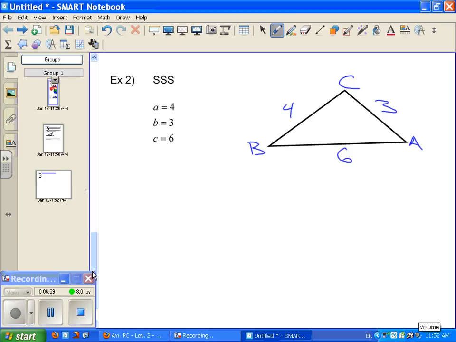All right, so now I have to come up with something because I have no angles. So I'm going to have to find one. So if we do the law of cosines, right? So I've got c squared. It'll be a variable. Okay.